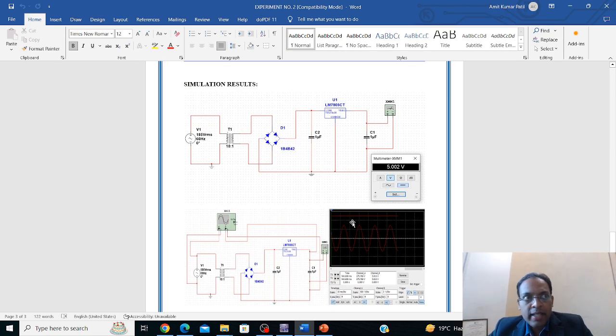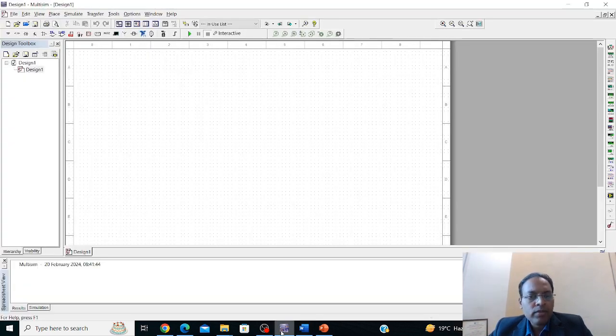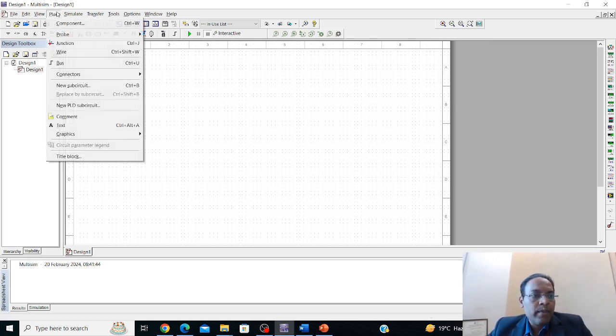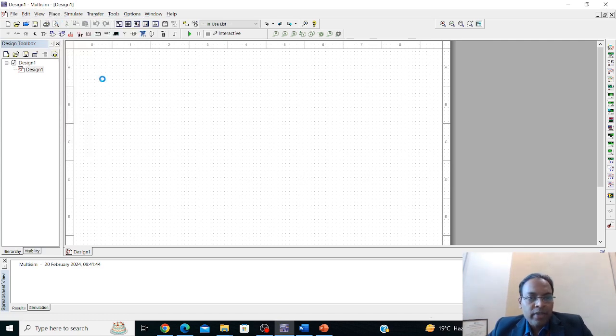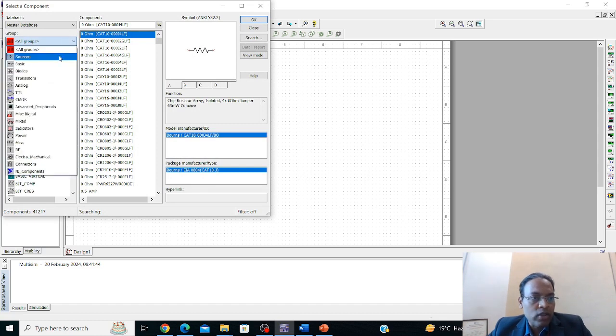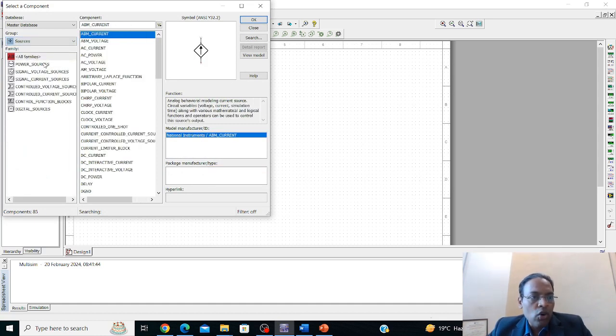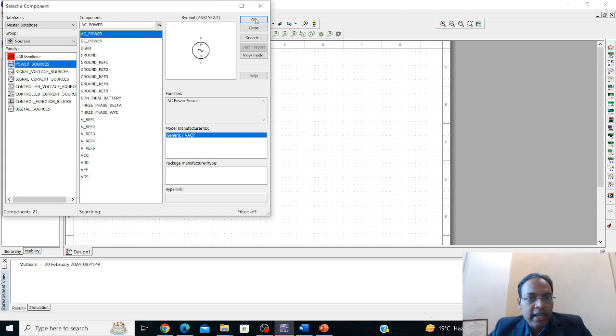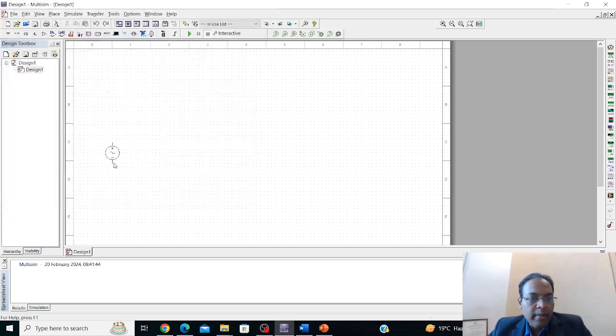So let us open the Multisim software or tool to perform the experiment. So here you can see this is the Multisim software. As discussed, to perform the experiment, first we will assemble different components, join them, do the simulation, note down the readings, connect the oscilloscope and plot the waveform of the circuit. So go to Place, click on Component, and from here first we will select the AC source. Go to Sources, in Sources go to Power Sources, and here you have to select the AC source, click on OK and put it here.